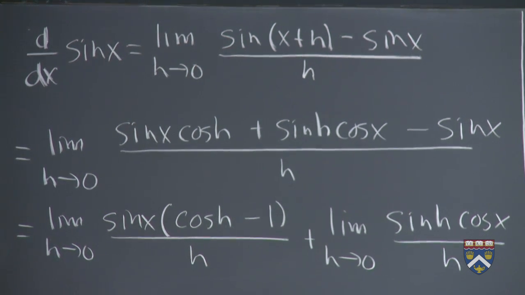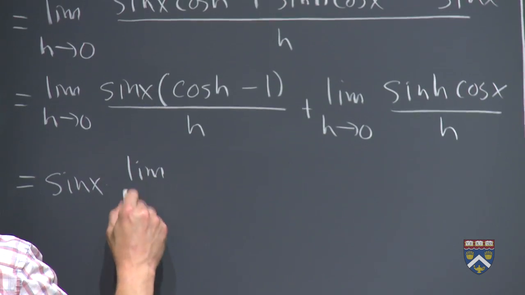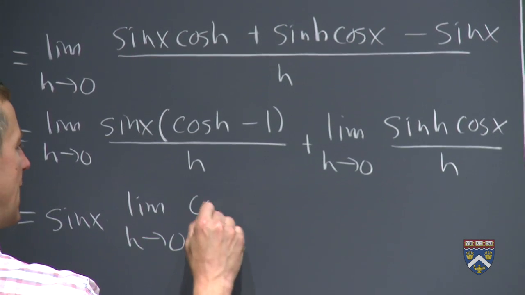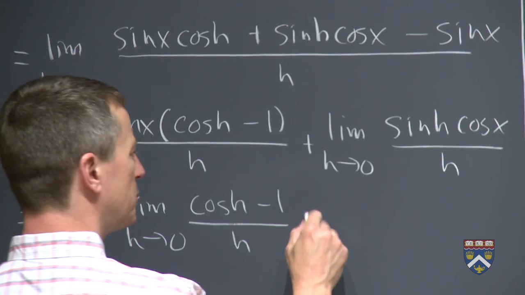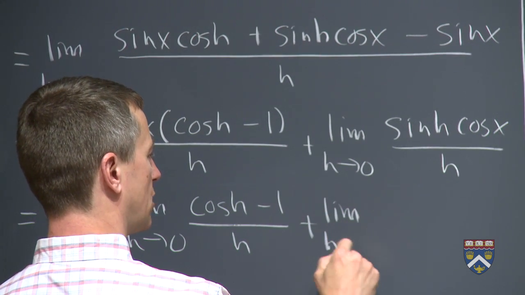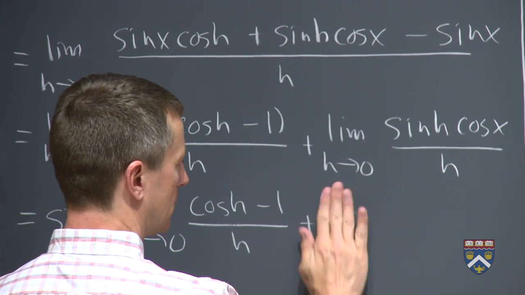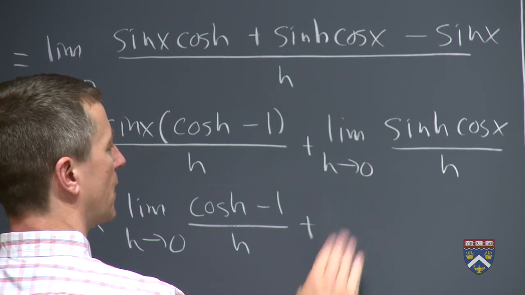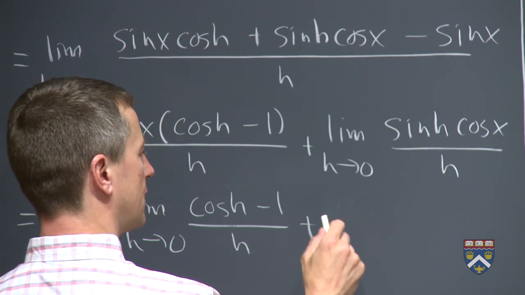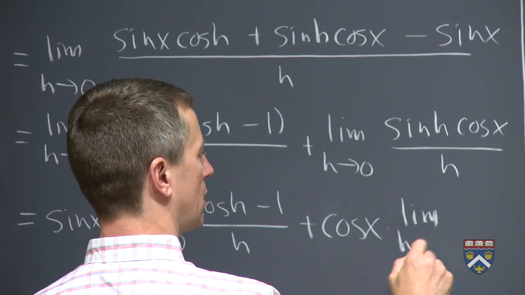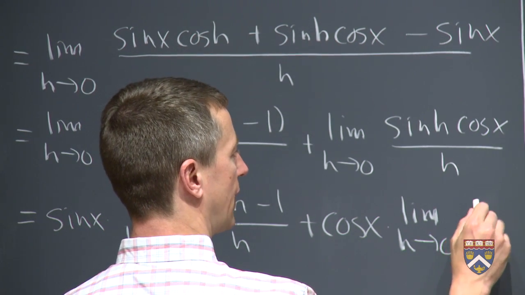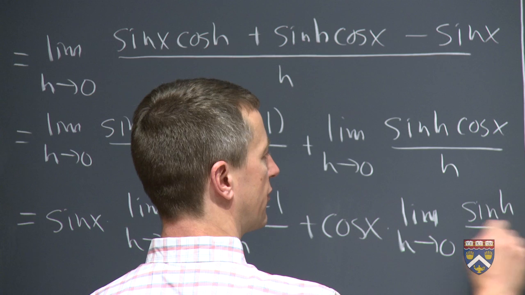So we'll get sine of x, limit as h goes to 0, cos h minus 1 over h, plus limit as h goes to 0, oops, what should I be pulling out of that one? I should be pulling out a cosine of x, right? So cosine of x, limit as h goes to 0, sine of h over h.